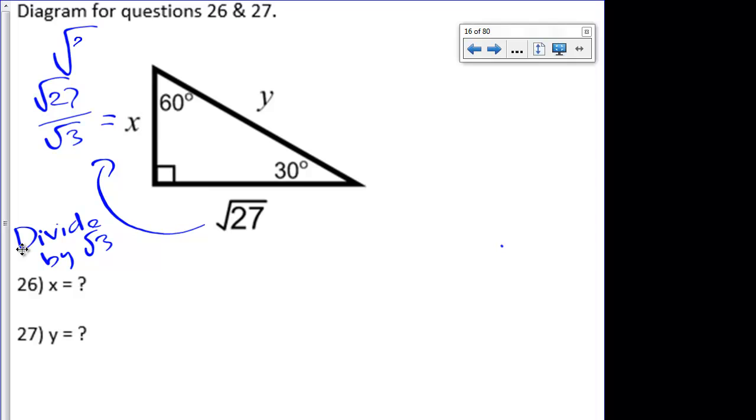That's the same thing as the square root of 27 over 3, which is square root 9 or 3 as my final answer. If I know that the short leg is 3, well, I can just double that to get the hypotenuse. So this is 3 times 2, or 6.